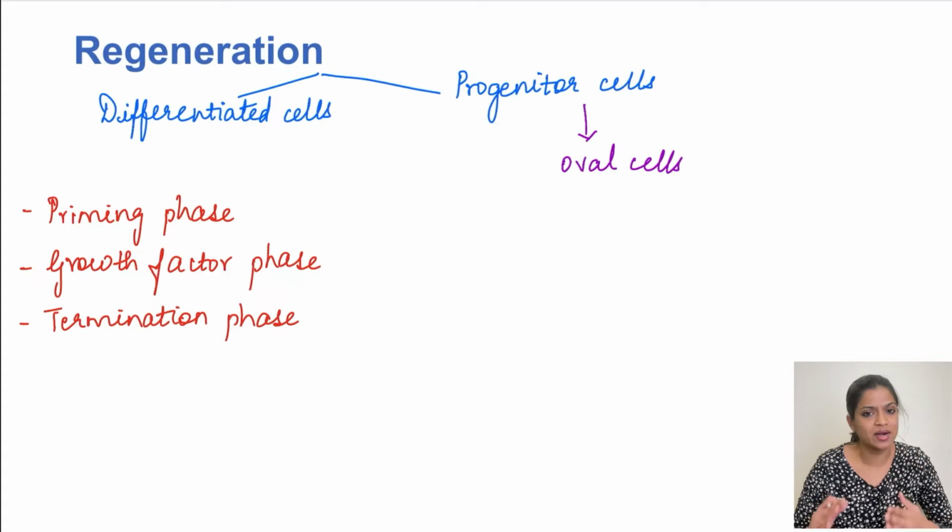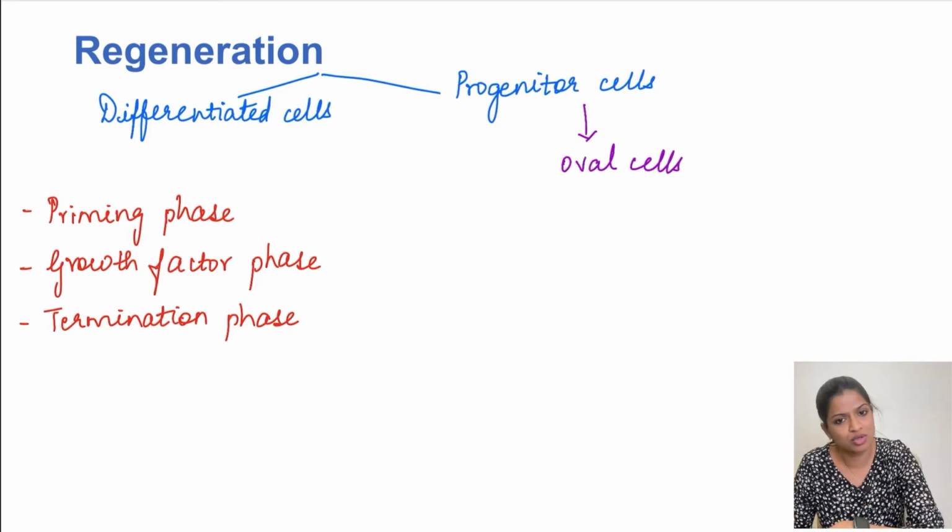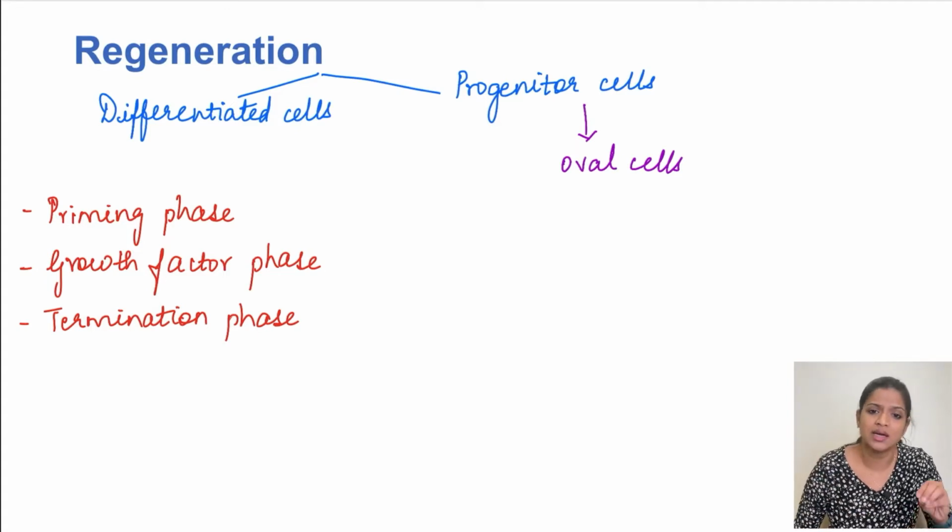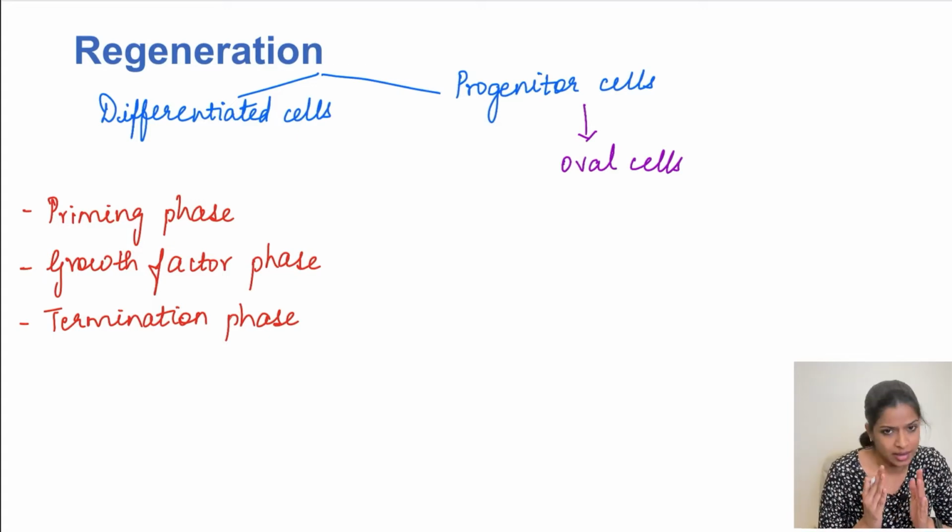So regeneration, I already told two mechanisms. First mechanism is the differentiated cell is going to proliferate and give rise to new cells. Another thing is progenitor cells, that is, from the tissue stem cells it is going to arise. Let us take the example of a liver injury. Okay, so we all know liver is capable of regeneration. It was a kind of stable cell, right?